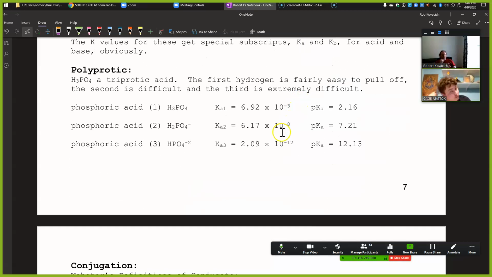Okay, so I want to look at this. Everybody look at this little table here for a sec. And then we'll talk about what it means.